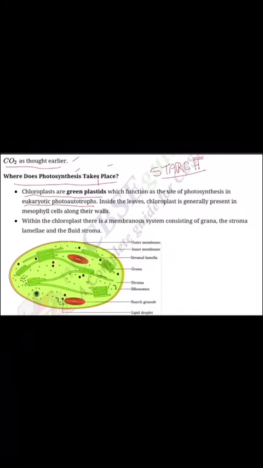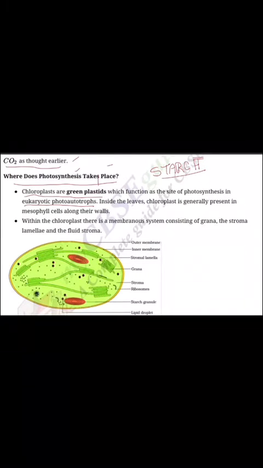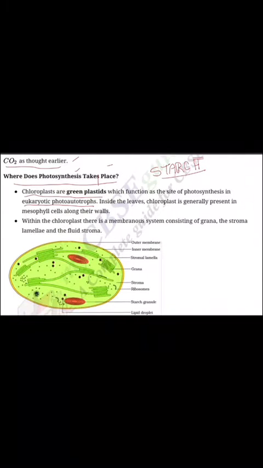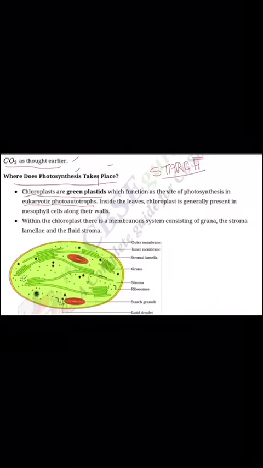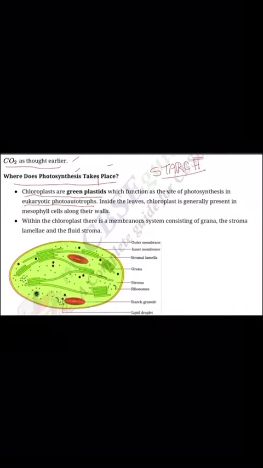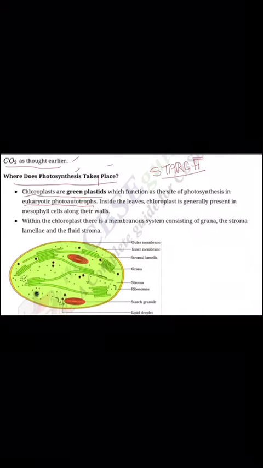Inside the leaves, chloroplast is generally present in mesophyll cells along their walls. Mesophyll tissue will be there. Try to recollect the transverse section of leaf which you have done. So in the TS of leaf, if you recollect from your memory, mesophyll tissue will be there, and the mesophyll will be having this chloroplast. So when we take the transverse section of a chloroplast, this is how it appears.